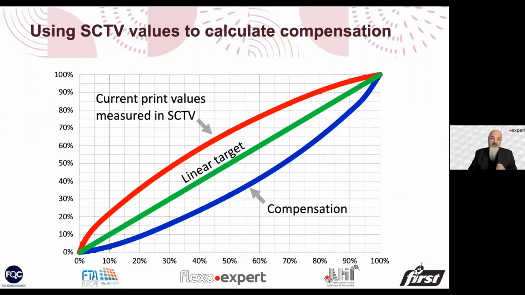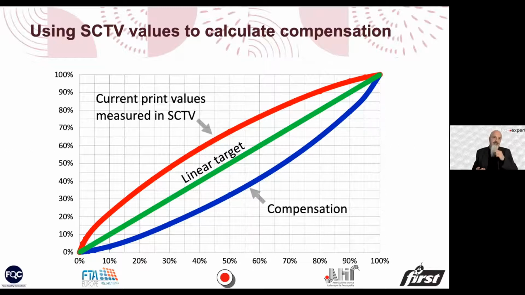Calibration of the tones is another big question. How do we manage with our compensation curves in SCTV? What about this calculation of these compensations? When we do compensation curves from SCTV, it works exactly in the same way as with standard input values from Murray Davis, exactly in the same way.